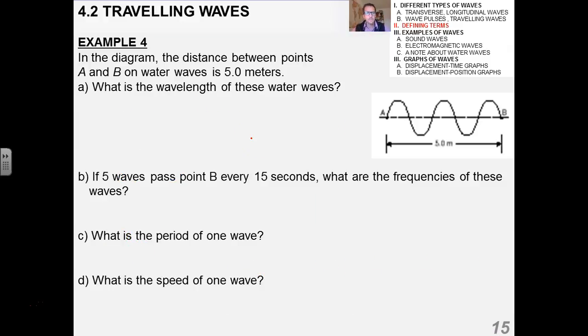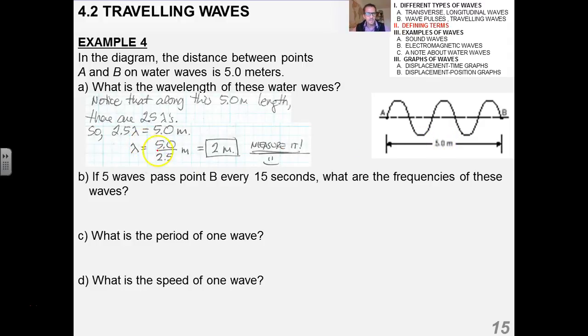Okay, so pretty straightforward. All right, now try this one. I think you've seen this one before maybe. The distance between points A and B on water waves is 5 meters. What's the wavelength? Well, you should be able to analyze this diagram and answer that question. Note that there are 2.5 complete wavelengths over the course of this 5-meter distance, okay? All right. That being the case, you can do some pretty simple math and figure out that the wavelength is 2 meters, all right? And one thing you could do if this were on paper is you could get a ruler and actually measure it, right?